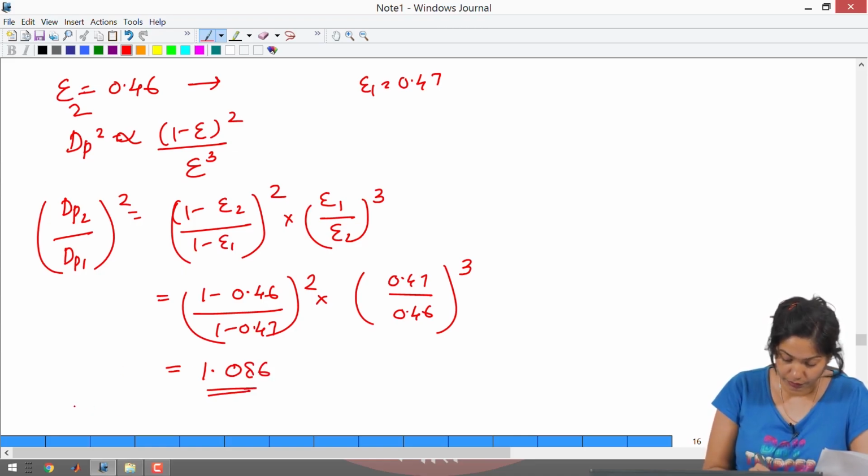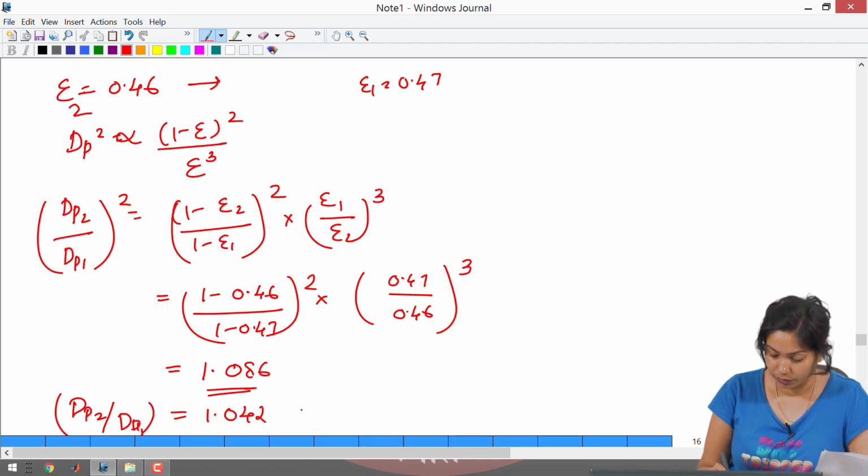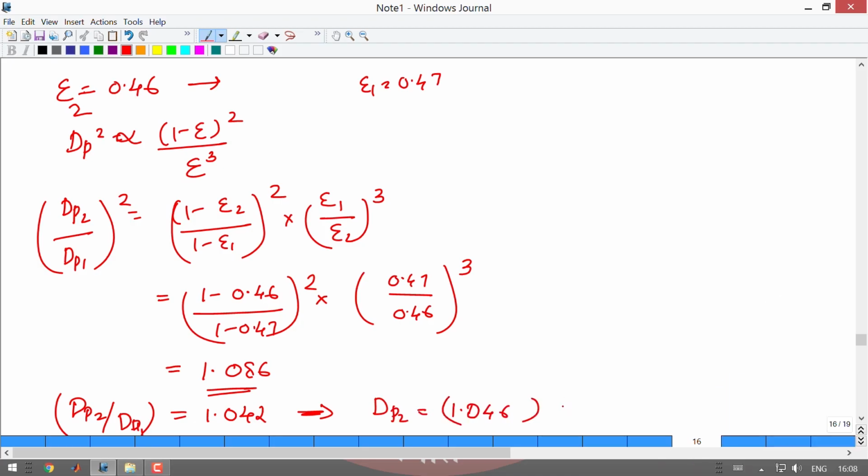So, we have to take the square root of this. dp2 by dp1 is equal to 1.042, which implies that dp2 equals 1.042 of dp1, which implies that there is about a 5% increment in the size, or we can say the error is about 5% for an error of 0.01 in the epsilon value. This is the final answer. Thank you.